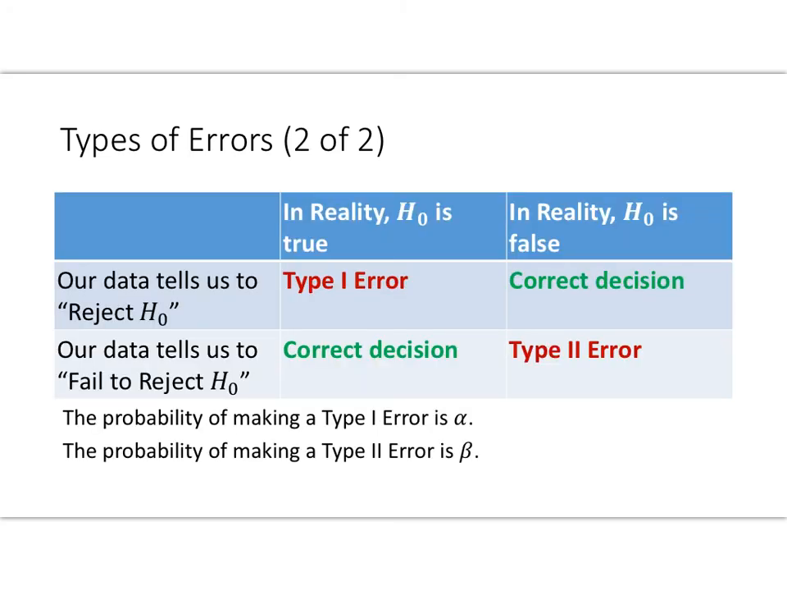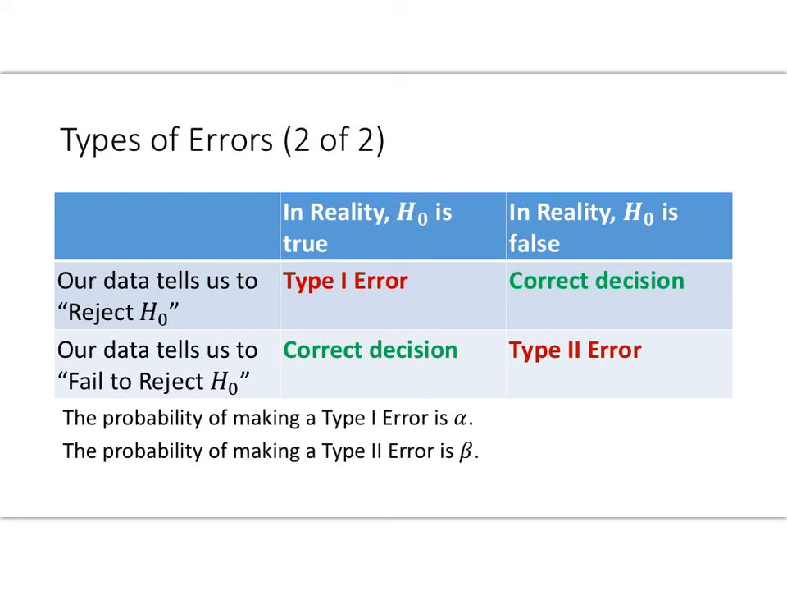So I would have this table available, and you would look at it. If our data tells us to reject the null, and the null was actually true, it would be a type 1 error. But if our data says to reject the null and in reality the null is false, then it would have been our correct decision.